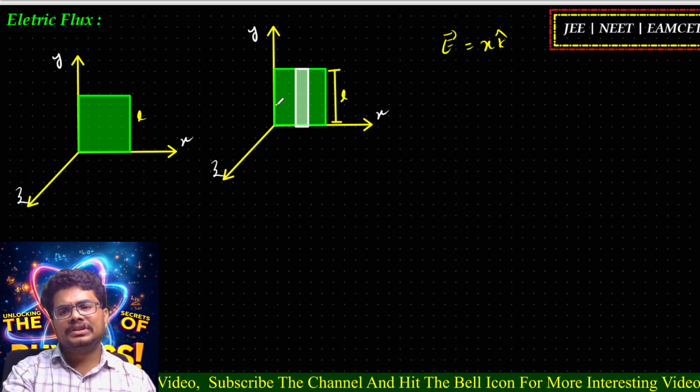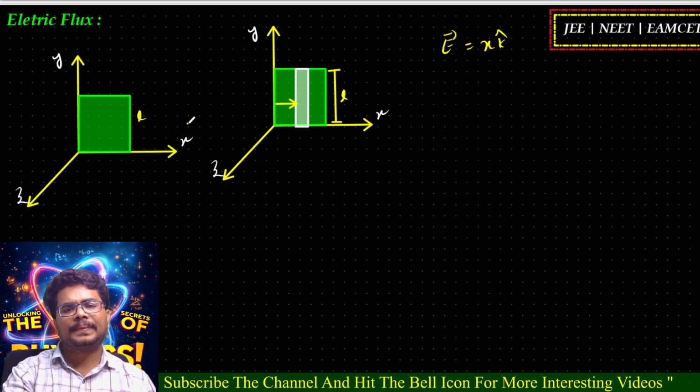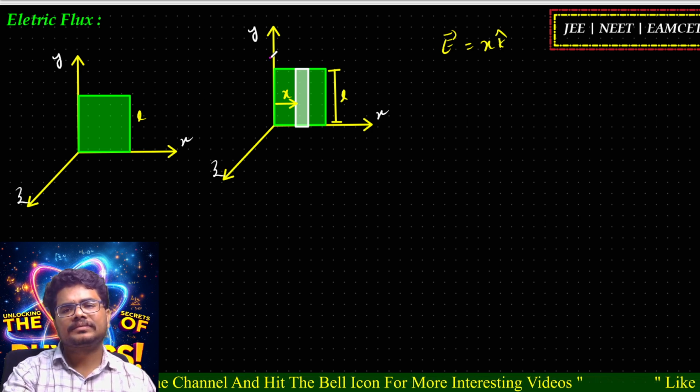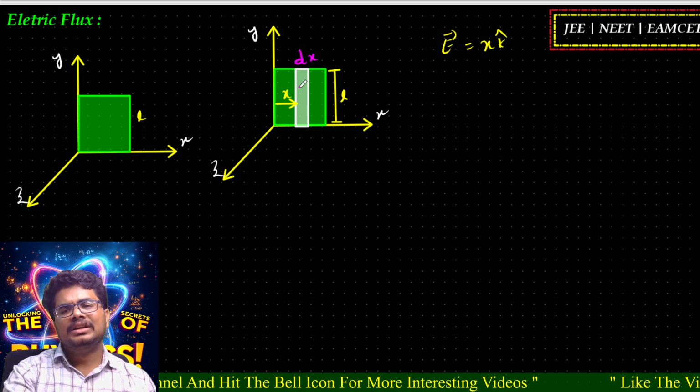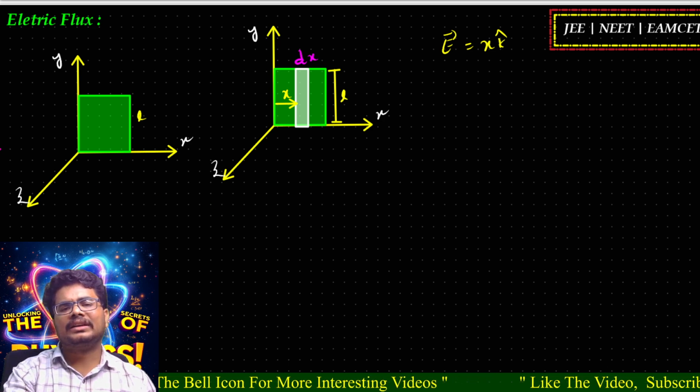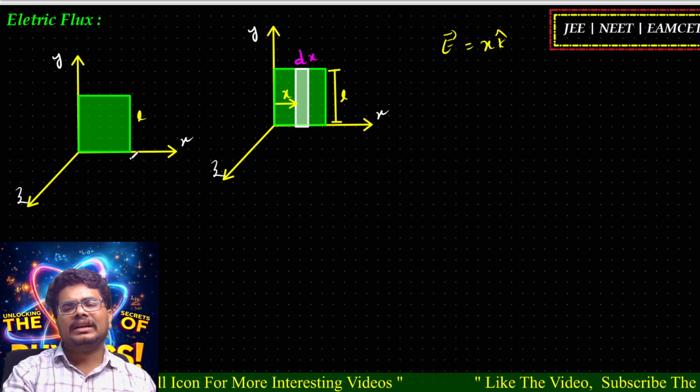How to do it? We just go up to x. Up to what should you go? X distance. Take a strip of dx. One strip you are taking, dx. So on this strip you find the flux. Calculate, what can you calculate? Integrate. So what will happen?